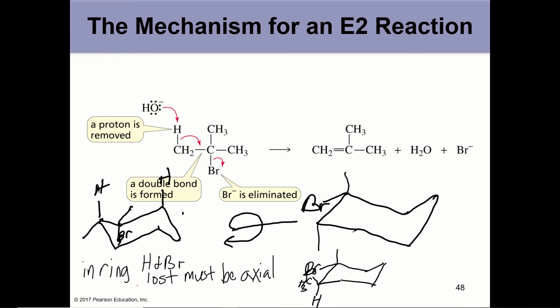So then this hydrogen is removed by the base. It kicks off the bromine and forms a pi bond here. And that results in these two methyl groups that are on the pi bond ending up cis after the pi bond forms, because we always have a cis pi bond in a ring.